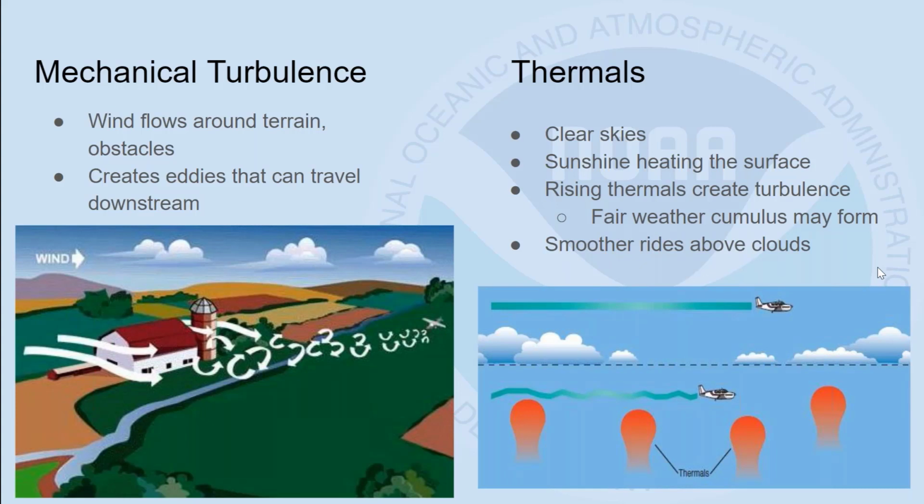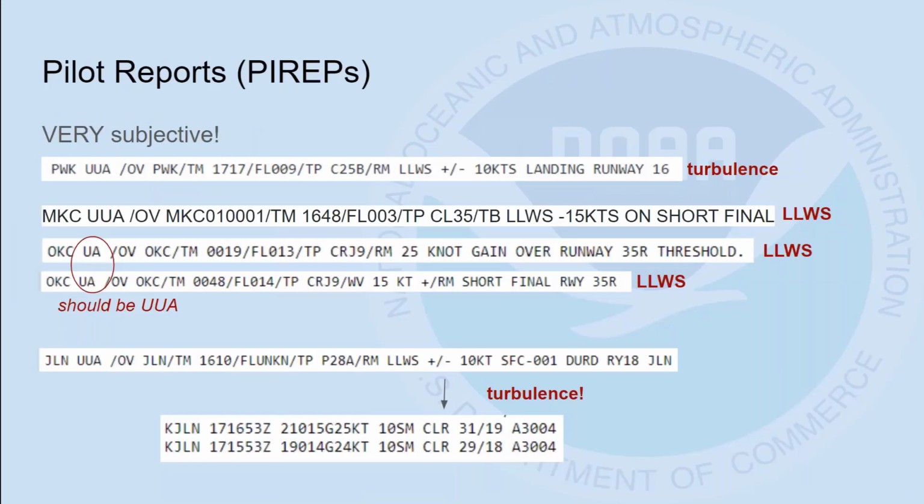And again, the main difference between low level wind shear and low altitude turbulence is the loss and the gain, and also the fact that these types of things, the mechanical turbulence and the thermals, are going to be a little bit smaller in scale and a little less organized than low level wind shear. And I think with that, I send it back over to Chelsea for PIREPs.